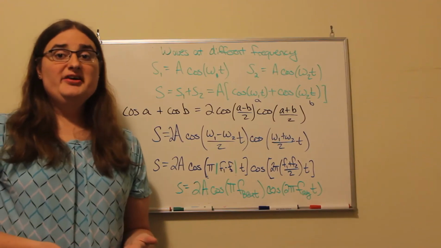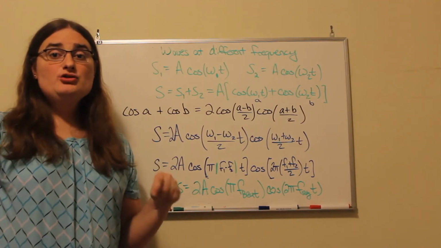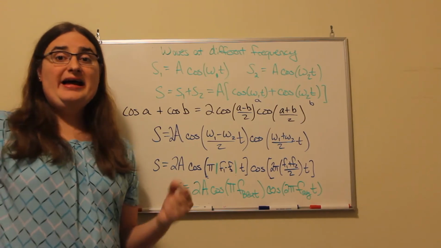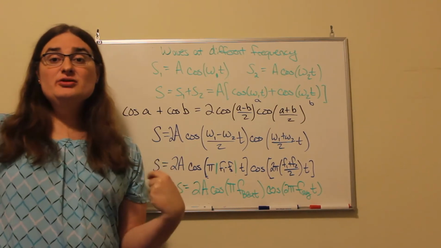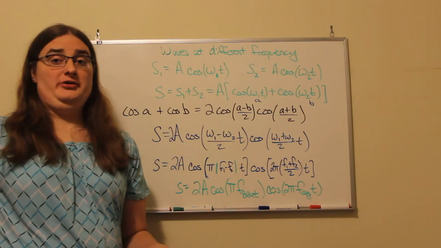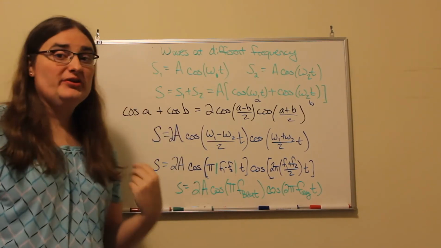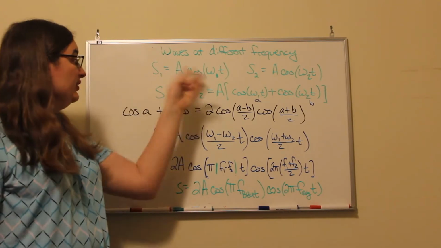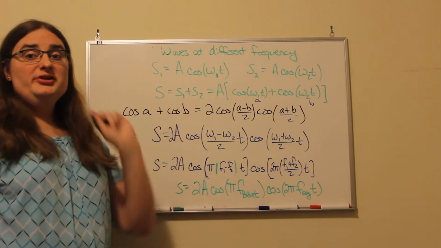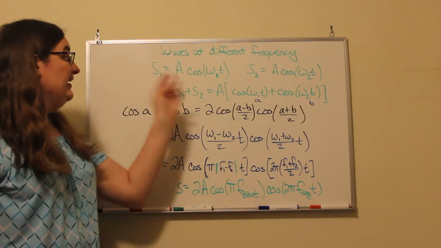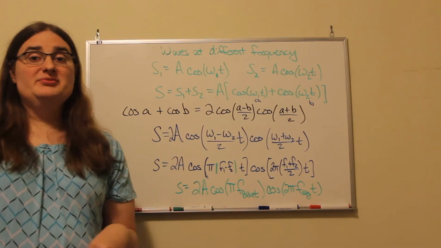Hi, I want to talk about what happens when we have two sources of sound that happen to be very, very close in frequency but a little bit different. So my two sound sources, one is producing a sound with an amplitude at frequency omega 1, so it's operating at A times the cosine of omega 1 times t.